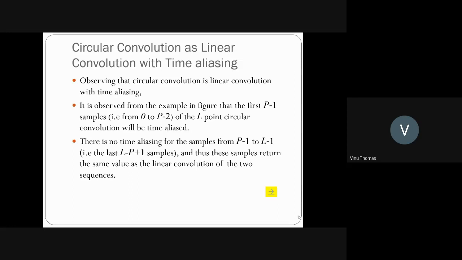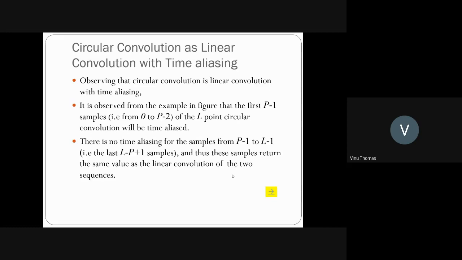So we will summarize that. Observing that circular convolution is linear convolution with time aliasing, we can see that the first P minus 1 samples, that is from 0 to P minus 2, of the L point circular convolution will be time aliased. So they are incorrect therefore. However, there is no time aliasing for the samples from P minus 1 to L minus 1, that is the last L minus P plus 1 samples. And thus these samples return the same value as linear convolution of the two sequences. So this is a very important result.